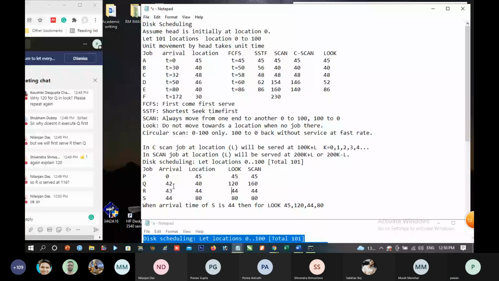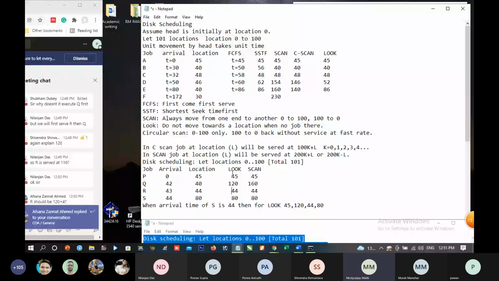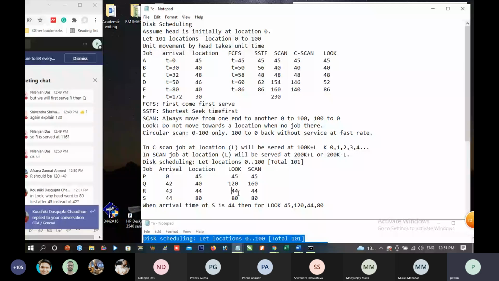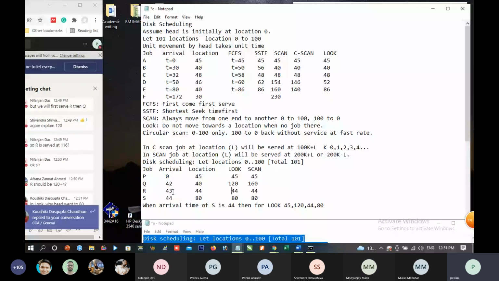Any doubt? Sir, after R, why are we not serving Q? What are you saying? After serving R, why are we not serving Q? Because at that time Q is not available. You see, we are reaching R. R has arrived at 43. So we shall be able to serve it at 44. Suppose this was not 43. Suppose this would have been 47. In that case, we would have served it at 116.